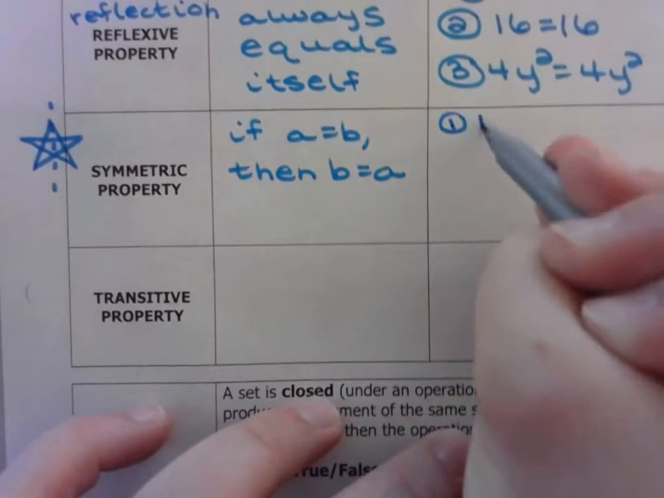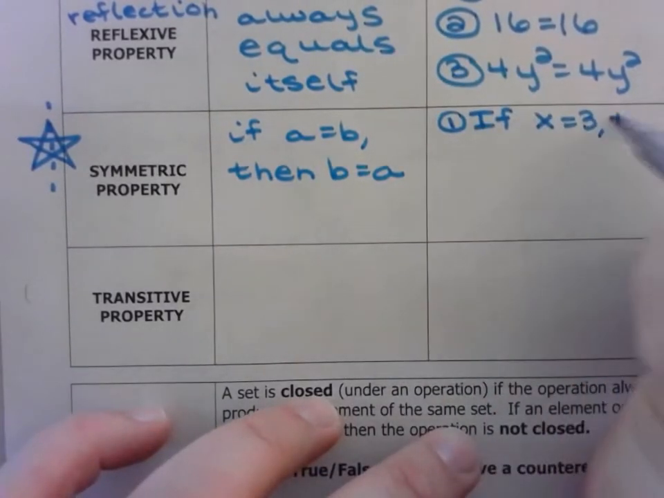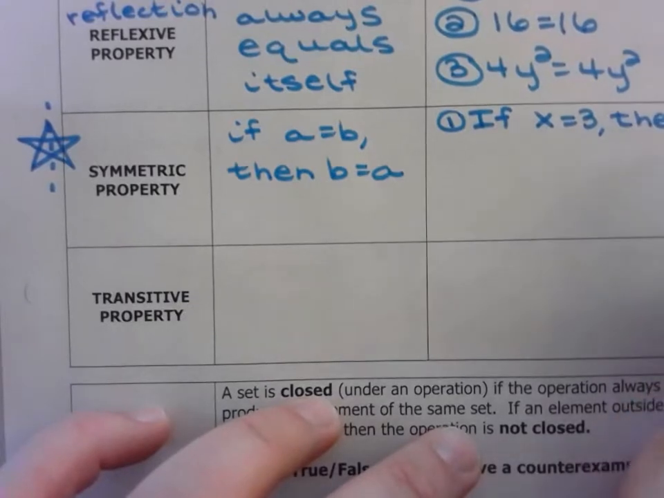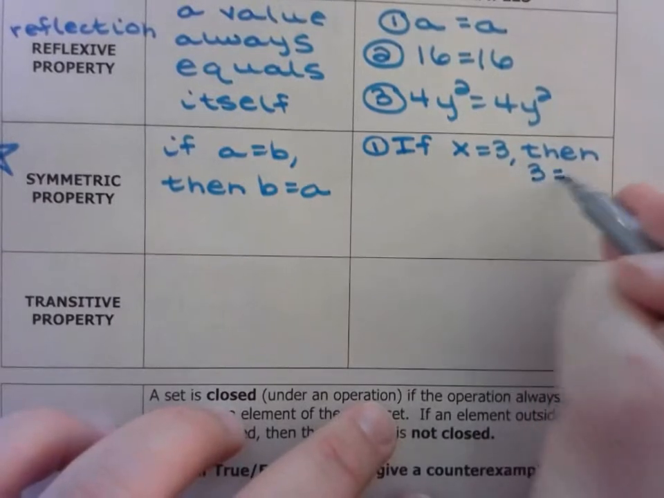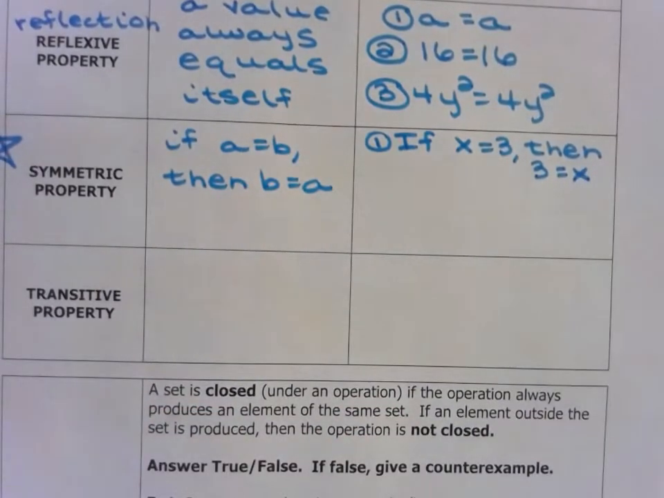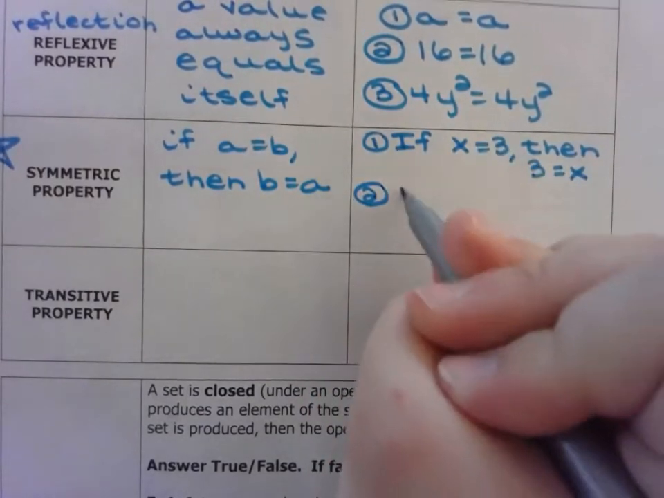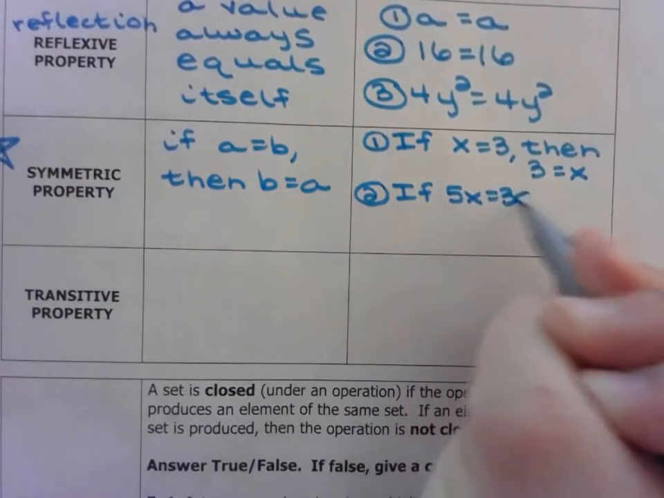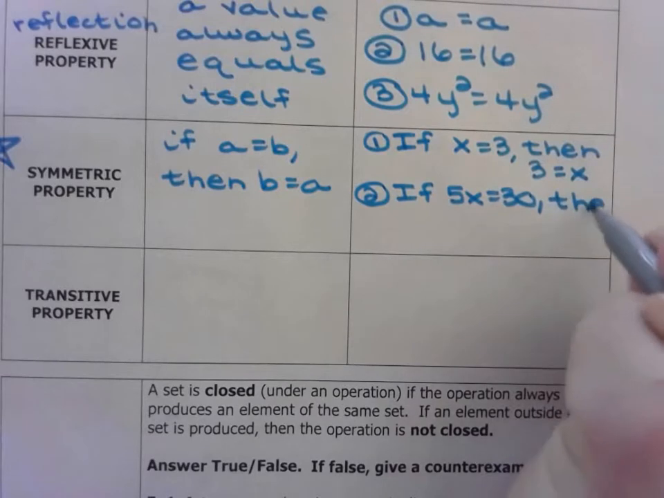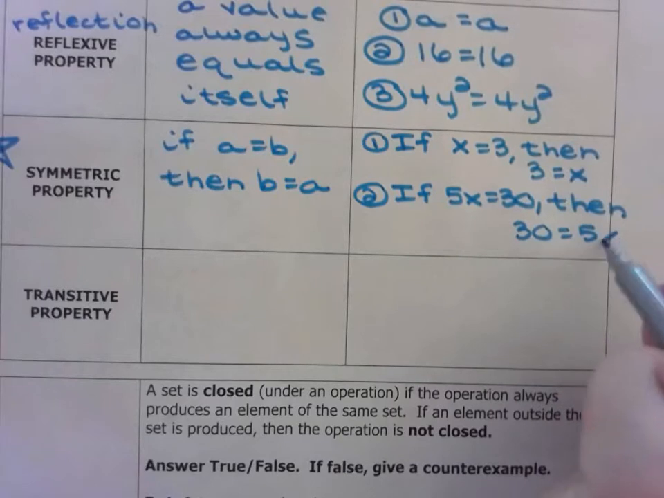So, example, if x equals 3, then the symmetry property will tell me what? 3 equals x. You guys can get this. So symmetry, split it, and flip it. It's the same thing. Another example. If 5x equals 30, the symmetry property tells me what? 30 equals 5x. You can flip it. It is the same thing.